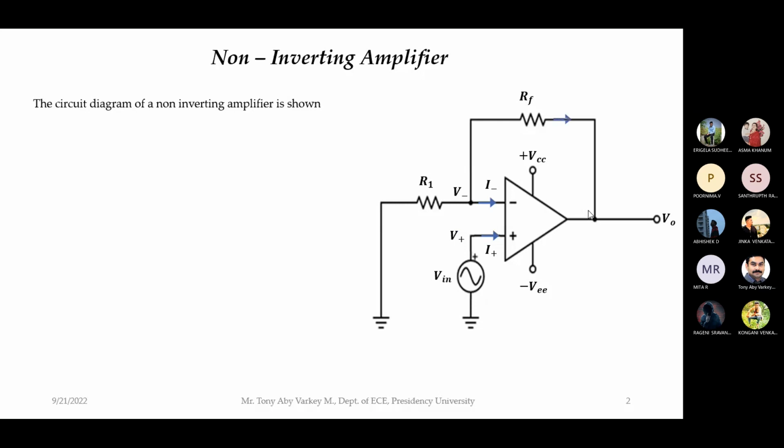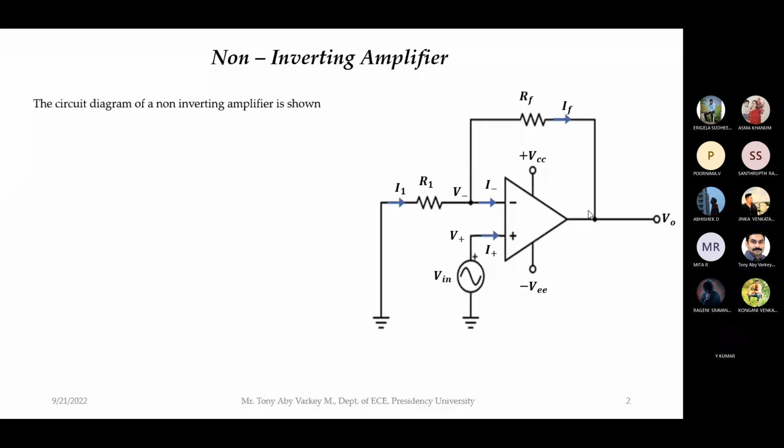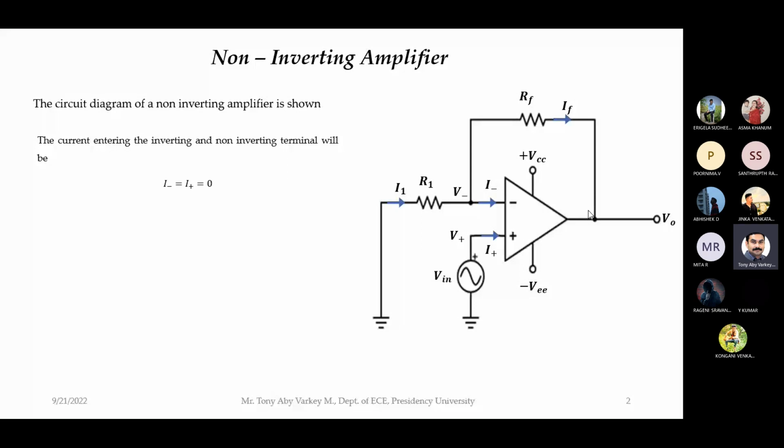Now I will mark the current flowing through RF, the feedback resistance, as IF, from left to right. Similarly, the current flowing through R1 I am marking as I1, again from left to right. Now we know that the current entering the inverting and non-inverting terminals of the op-amp will be 0, as you just told me. So I minus is equal to I plus is equal to 0. For any analysis, we start with this first: the current entering the inverting and non-inverting terminals of an ideal op-amp is 0.